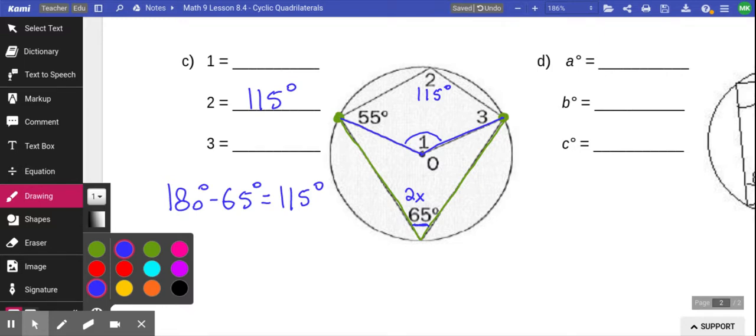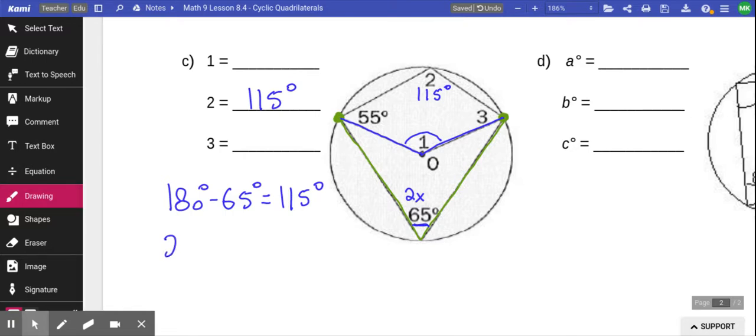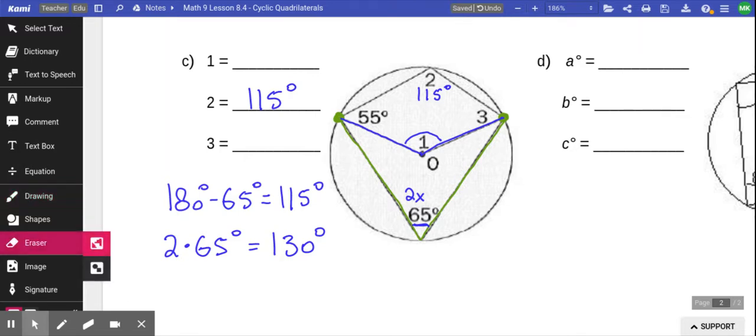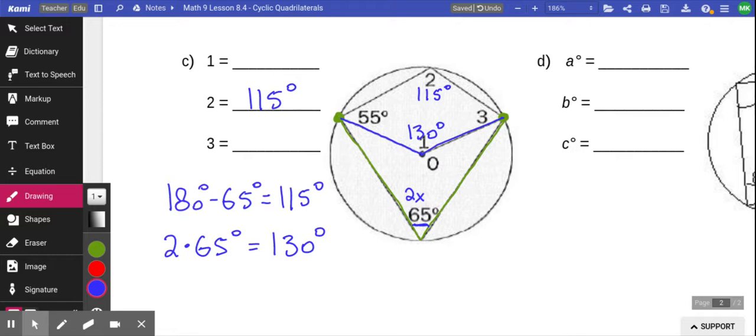If we try that, 2 times 65 degrees equals 130 degrees. So this angle in here must be 130 degrees. If you don't remember that, that's using our inscribed angles and our central angles.